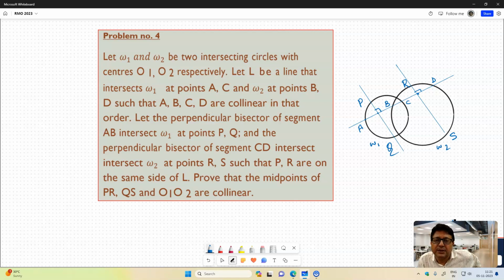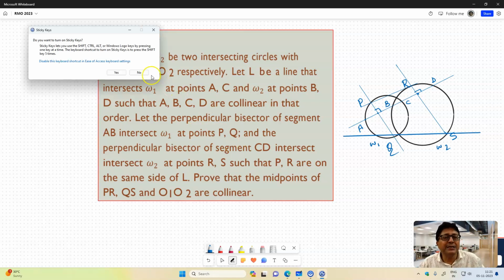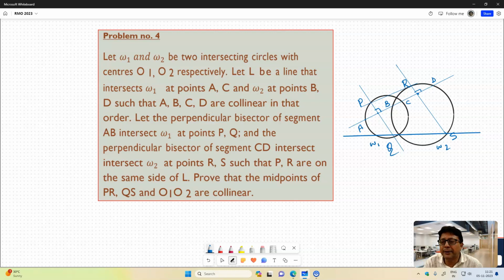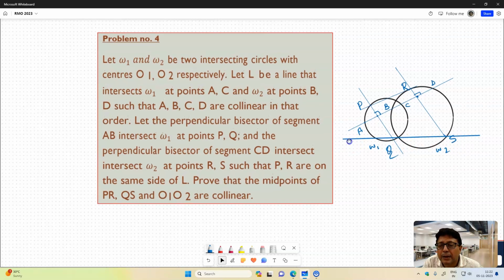Alright. Now, P and R are on the same side, it is given. You need to join PR. You join QS also. And then you need to prove that, just a minute.